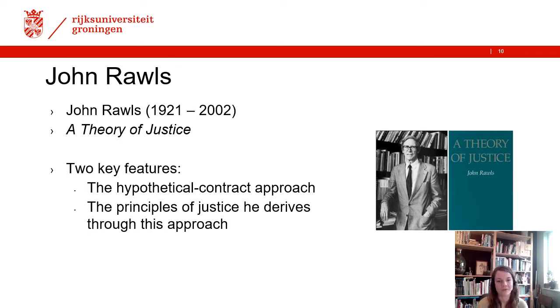And we're also going to discuss that today because it's a very interesting, I would say, perspective on a fair distribution of goods. So he came up with some kind of theory of justice in which there are two key features. He thought of a thought experiment, a hypothetical contract approach, we call that. And from this hypothetical thought experiment, he came up with two principles of justice. So I want to first discuss his thought experiment, and then I will introduce these two principles that are key to his theory of justice.